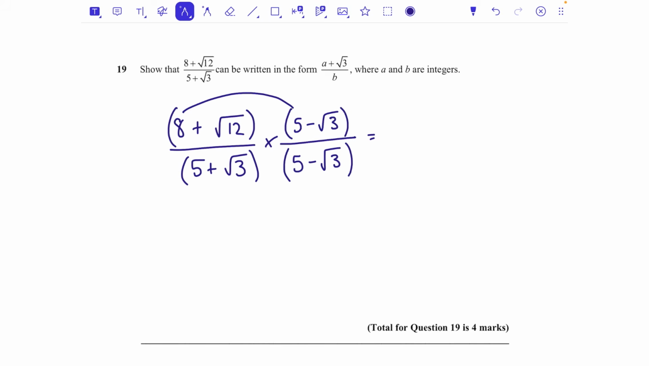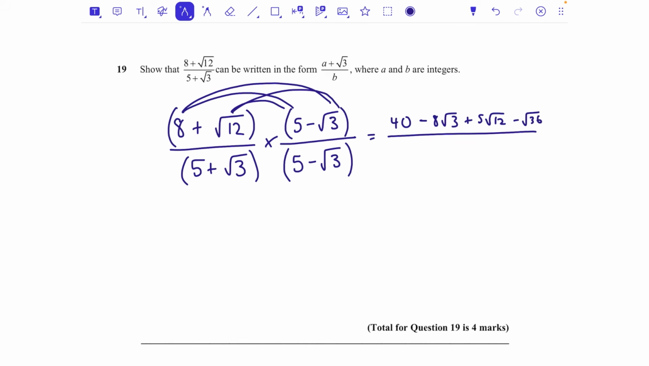8 times 5 is 40. 8 times minus root 3 is minus 8 root 3. Root 12 times 5 is 5 root 12. And root 12 times minus root 3, because they're both surds, you can times them together, and that's going to be minus root 36. Now, on the denominator, because we're timesing by the same thing but different signs, something really cool happens.